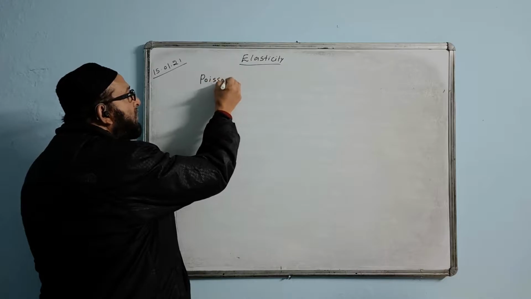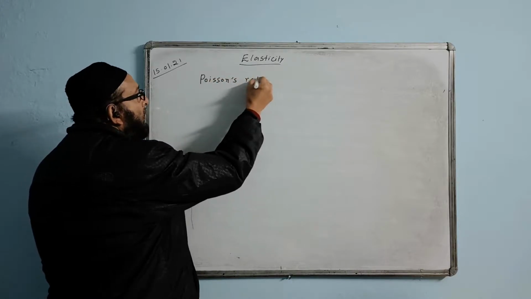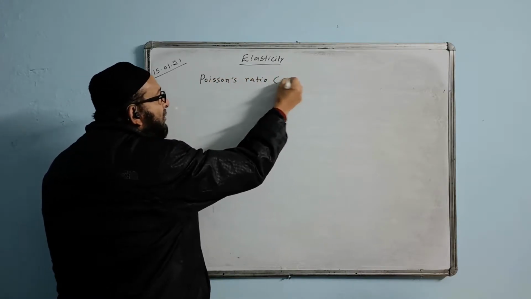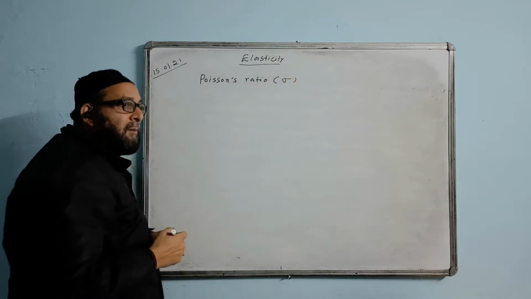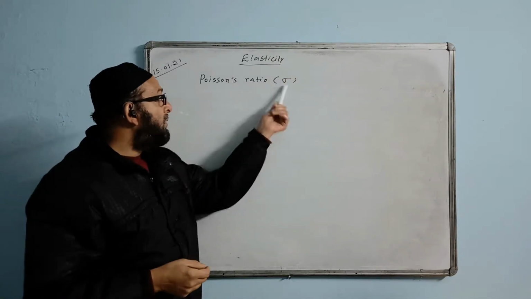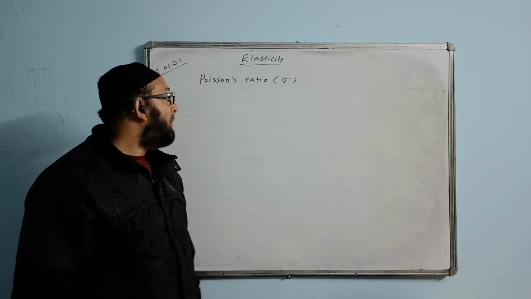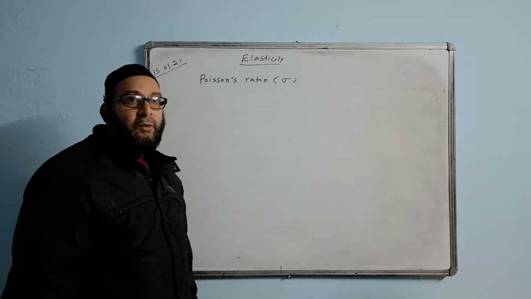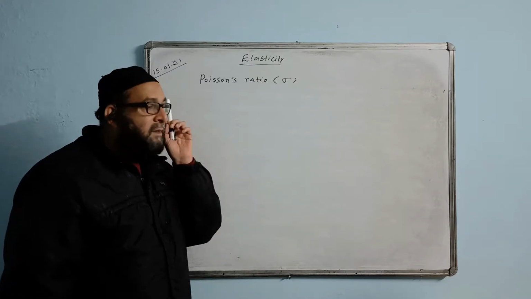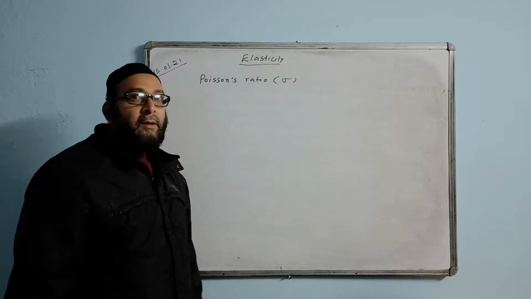Let us know what is Poisson's ratio. Poisson's ratio is denoted by this symbol. The symbol is read as sigma. Poisson's ratio, first you understand and then you will do, okay.